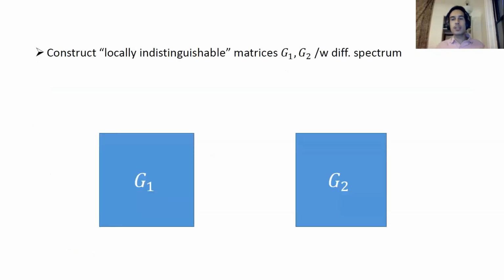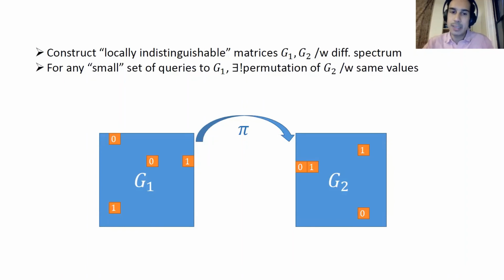The idea is that we're going to construct two explicit matrices, G1 and G2, which are going to have different spectral properties, any kind of different spectral properties that we want. For instance, G1 will be PSD and G2 will not. And they'll have this very special local indistinguishability property. At a high level, what this says is that if I look at any small set of queries to G1, and I see, for example, 0, 1, 0, 1, there exists a unique permutation of the rows and columns, the indices, such that if I permuted them and looked at the permuted samples in G2 instead of G1, I would have seen the exact same observations.